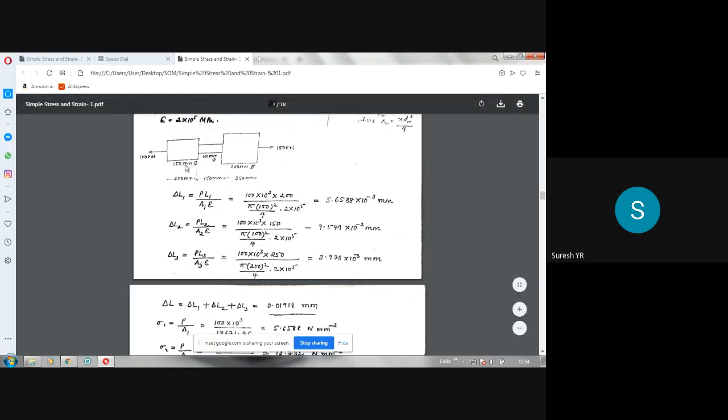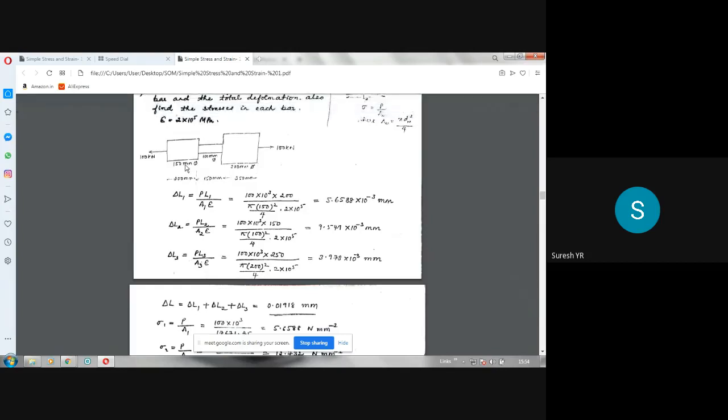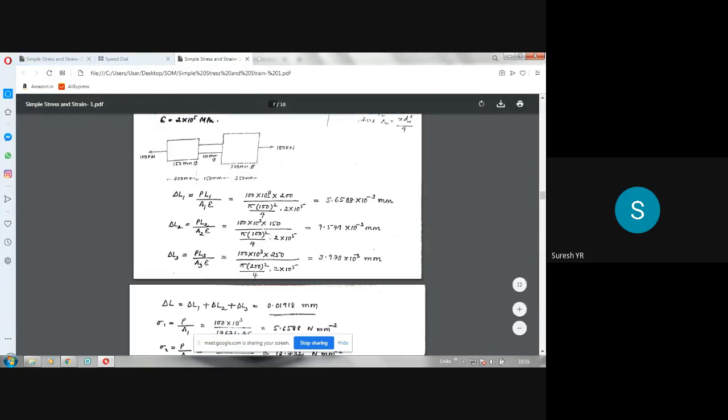You should be very careful about the units. That's what I told. Force you keep it in newtons, diameter you keep it in millimeters, length you keep it in millimeters, area will be in millimeter square, Young's modulus E value will be in Newton per millimeter square, then your delta, that change in length, will be in millimeters. So if you simplify this, you will get 5.6588 into 10 power minus 3 millimeter.